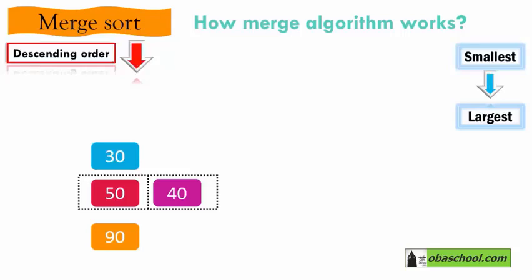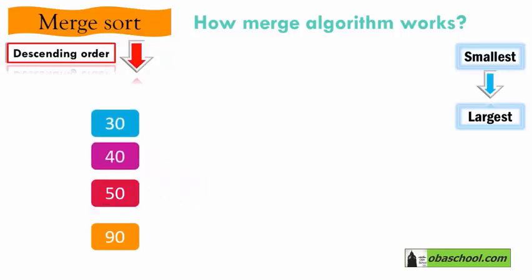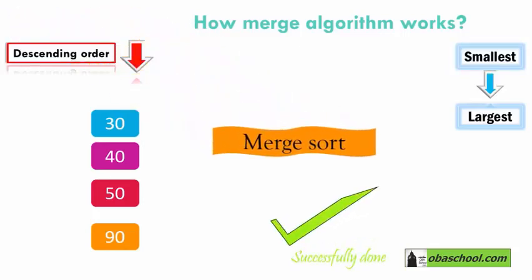Which is smaller? Of course, the 40 is smaller than the 50, so it will go on top of it like this. Now, all the numbers are sorted in the descending order. That means the merge sort has been done successfully.